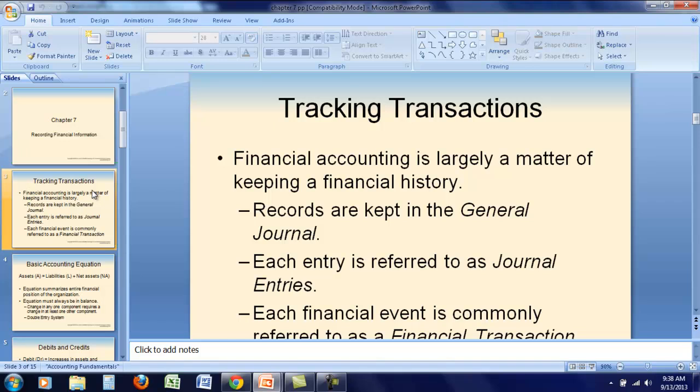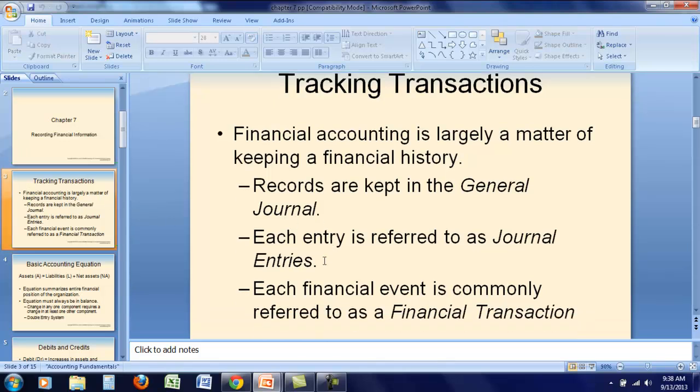A financial event is commonly referred to as a financial transaction. And how we do that is we record a journal entry. What a journal entry means is we take a look and anything that happened needs an entry. We have to do something accounting-wise. So if we're paying a bill, we need to record the payment of that bill and such.